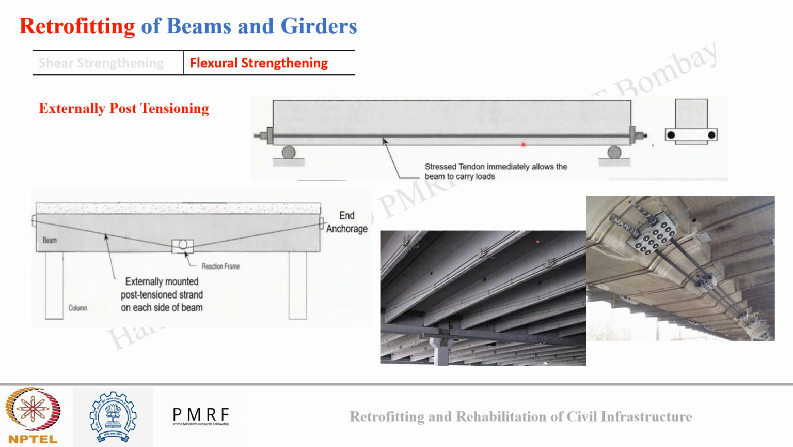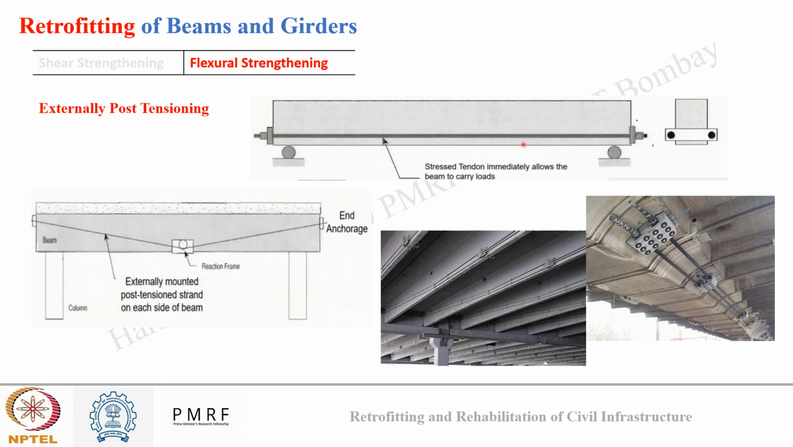now the next way of flexural strengthening can be external post tensioning. Similar to how we saw in shear strengthening, here tendons are provided externally along the length of the beam, on the tension side, that will provide additional resistance for flexure. We can see in the diagram two arrangements of such steel tendons, and also in the images their field applications.